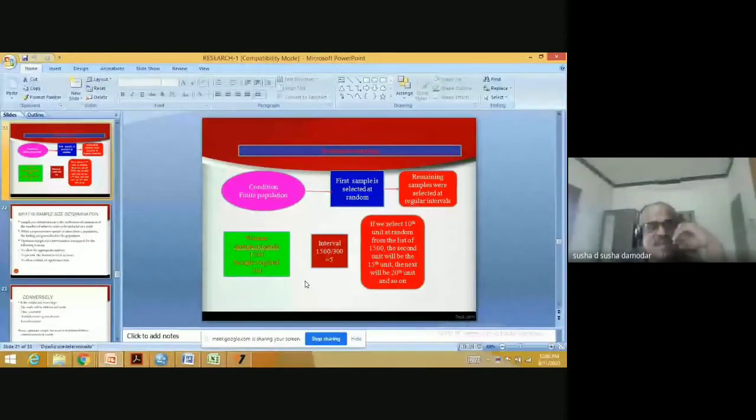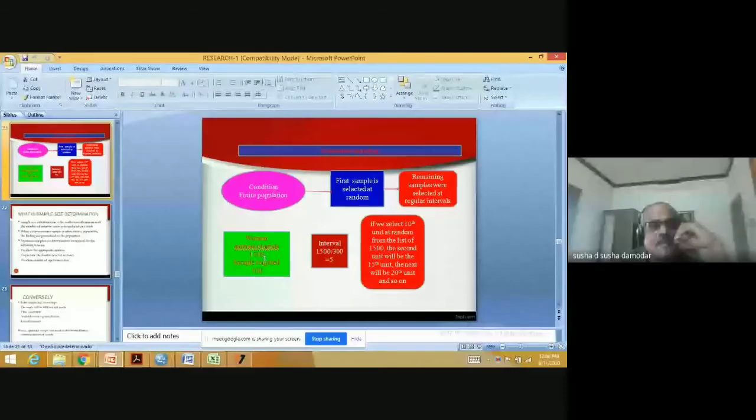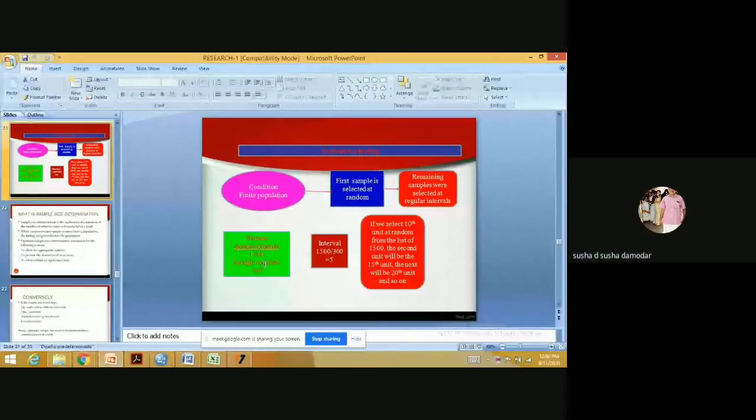the women gynecologists working in Kerala, the total number is 1,500. From the 1,500, we select 300. Our sample size is 300. 300 gynecologists were selected from among 1,500 gynecologists working in our state. What is the interval here? Out of 1,500, our target sample size is 300. Therefore, the interval is 5.